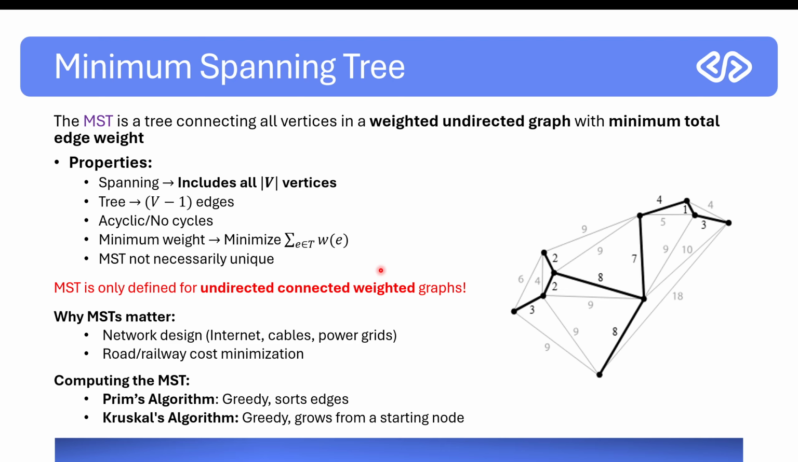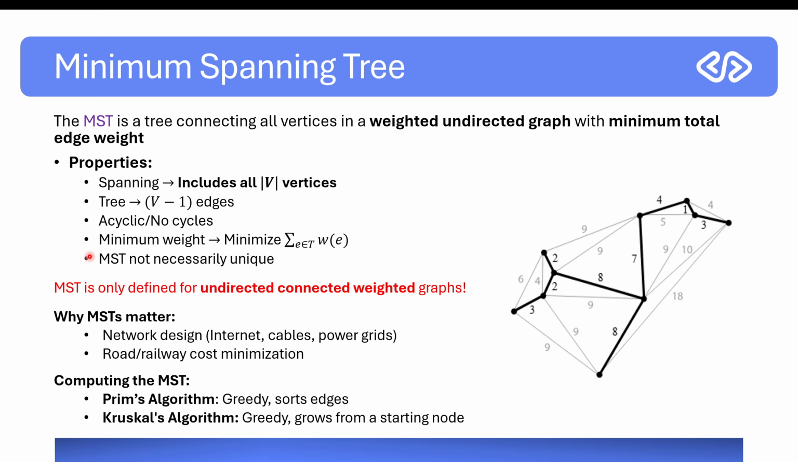So the MST is often unique, but it's not necessarily unique. It can be non-unique if a lot of the edges are the same value. You can have multiple MSTs, but if the edges are all randomly chosen values, there's a good chance the MST is unique.